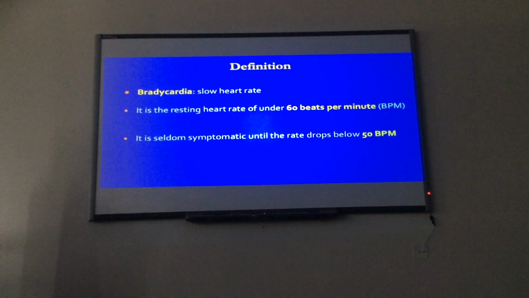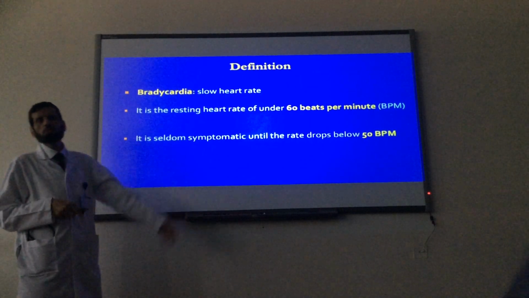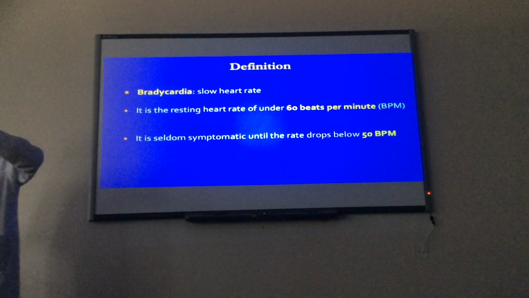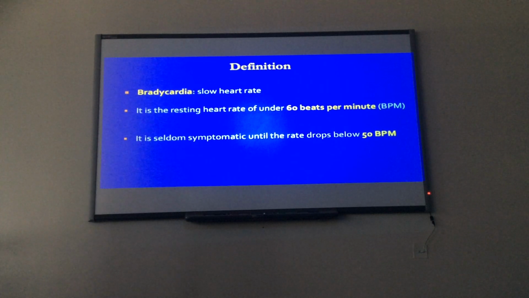What is bradycardia? Just a slow heart rate. By definition, we say a heart rate less than 60 is bradycardia. Most of the time there are no symptoms except if it is less than 50. So you see in some textbooks they say bradycardia is a heart rate less than 50 beats per minute because they are looking at symptoms. Rarely are there symptoms if the heart rate is above 50 beats per minute, but by convention, 60 is the most accepted definition.